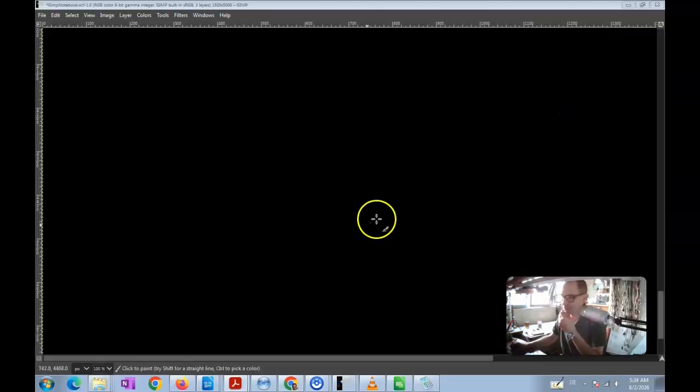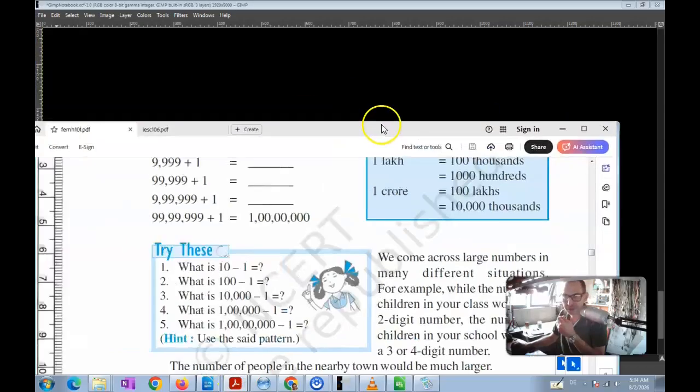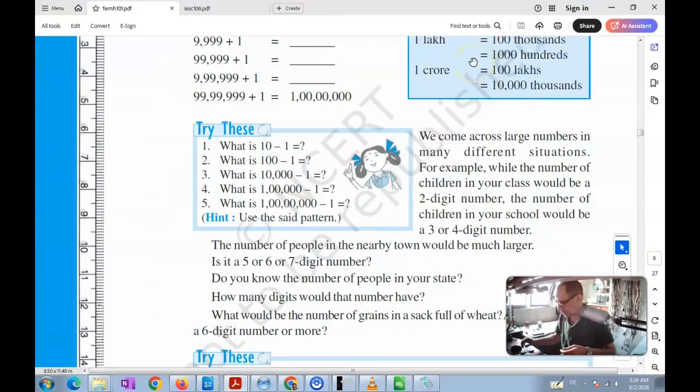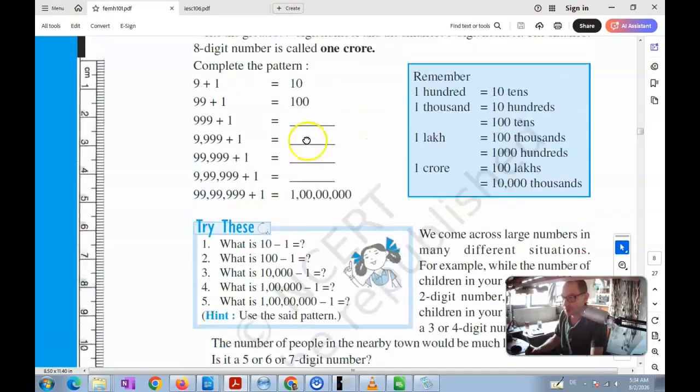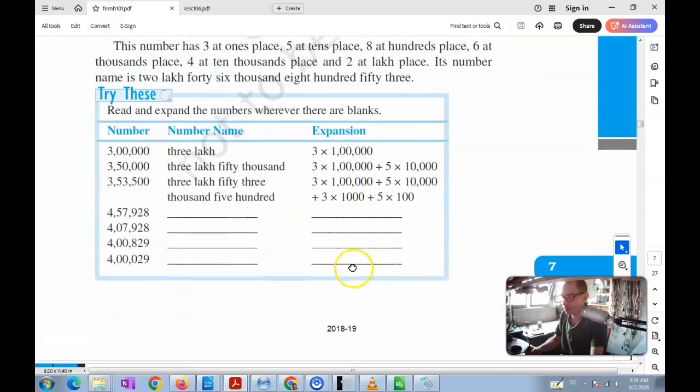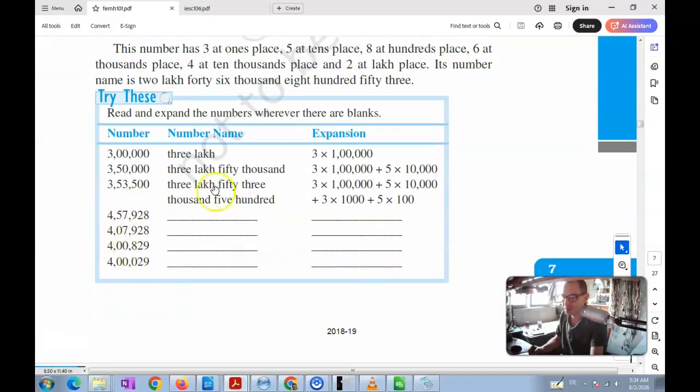As an exercise, you can go through these few numbers, expand them, and then write their names in English. Of course, the English system is more than enough. You don't have to write everything in the Indian system unless you want to.